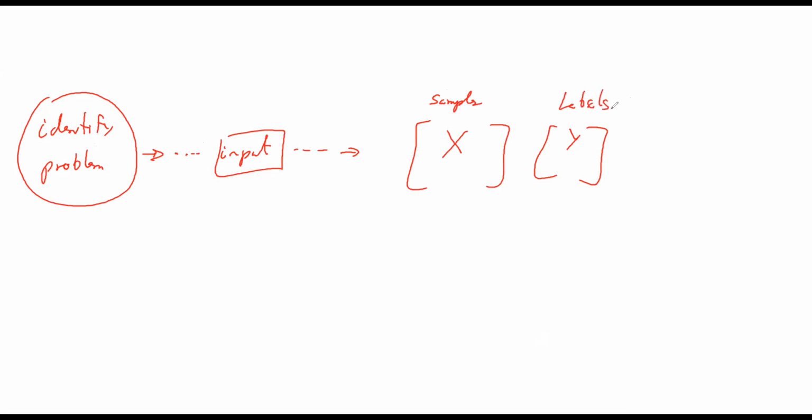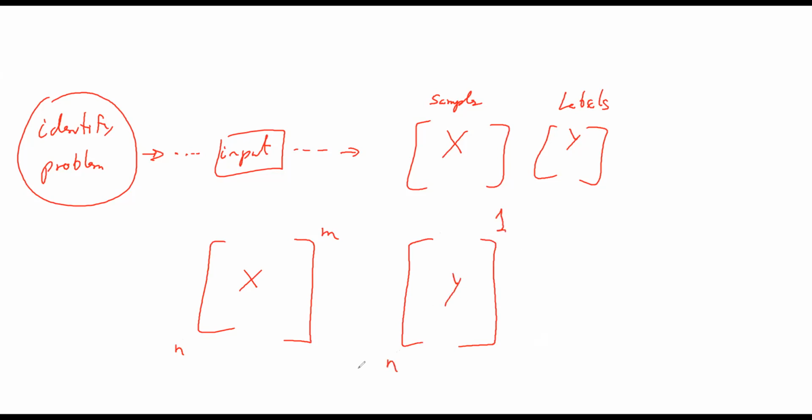Okay? So basically, X is going to have a dimension n by m. And then the labels, Y, will have dimension n by 1. Okay, that's very important. Notice these two are both n. That is to say, if I have, let's say, 1,000 samples in here, I need to have 1,000 labels because every sample needs to have a label.